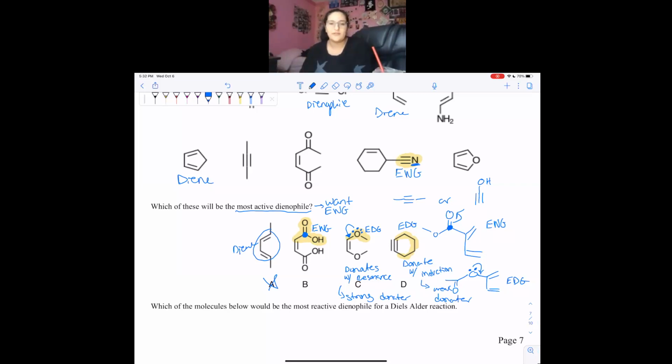Sorry if everything's like on top of each other. I can start erasing things if you want. But does this sort of make sense? Like why I assigned each thing? Yes? Okay. So, out of these answers, which one would be the best dienophile? B, exactly, because it's the only one that has an electron withdrawing group. All right, so the next question is asking, does anyone need me to stay here?